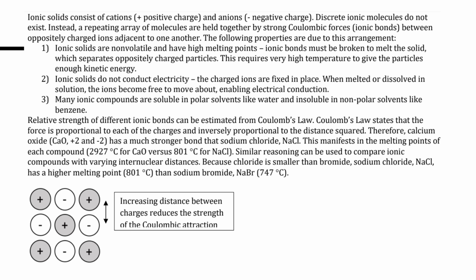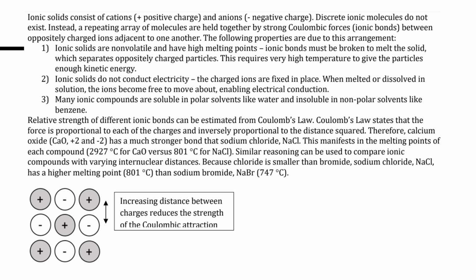Ionic solids consist of positive ions and negative ions, so cations and anions. Discrete ionic molecules do not exist. Instead, you have a repeating array of ions that are held together by strong Coulombic forces, ionic bonds, between oppositely charged ions that are adjacent to one another. The following properties are due to this arrangement.